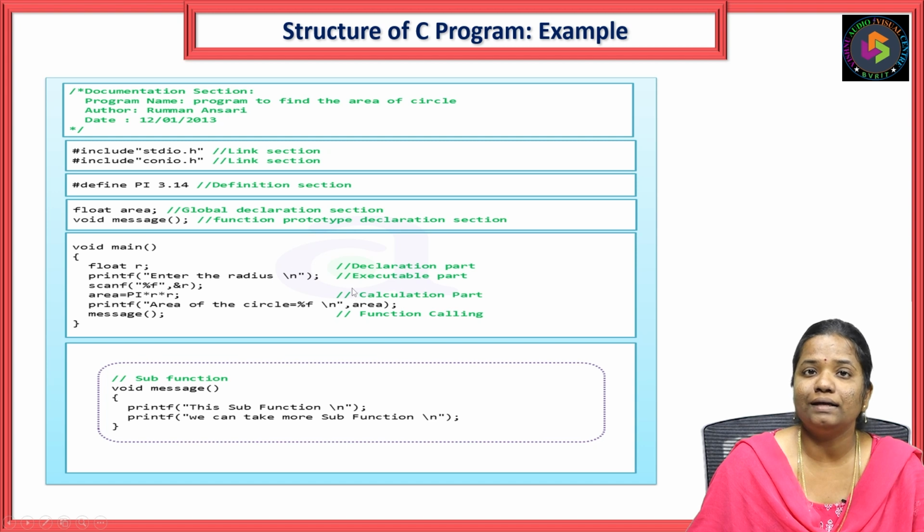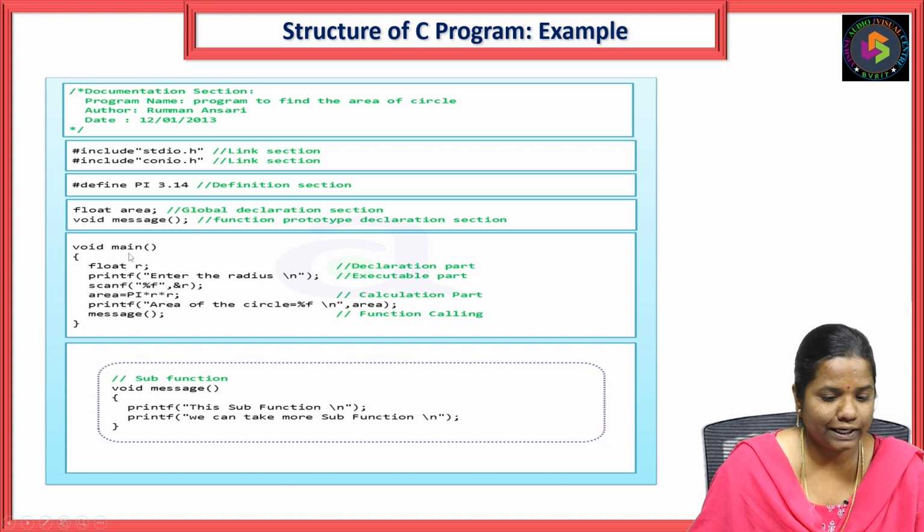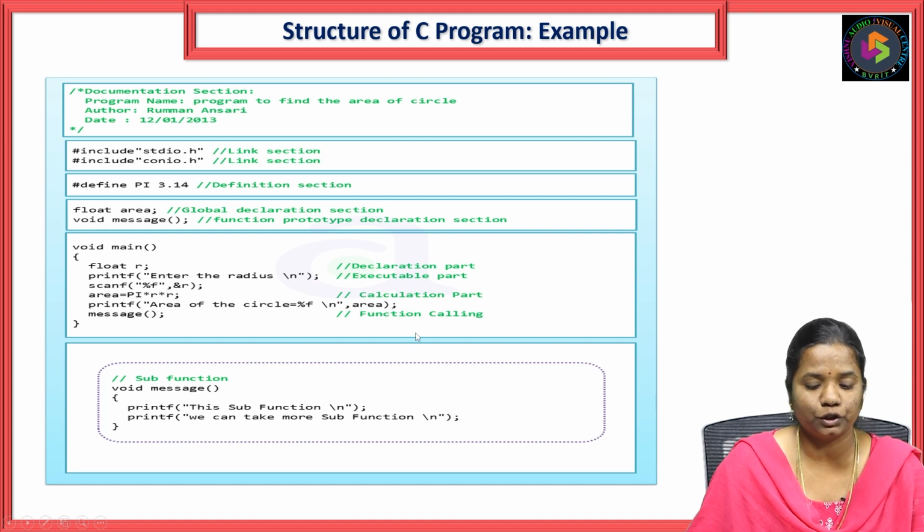Here we use two parts: the declaration part and the executable part. The declaration part is used to declare the variables. If you observe the area of the circle program, R is the input, so to declare that one I have used the declaration part. Then we print the statement "enter the radius" on the screen, read the R value, and do the calculation: area = pi * R * R. After that I print the area value on the screen. Whatever statements are required to complete our program, you can specify all of them in the executable part.